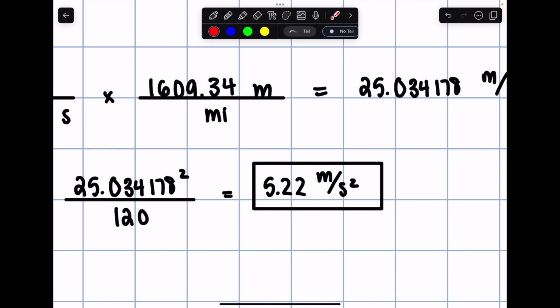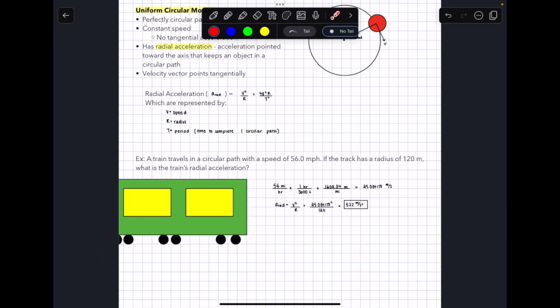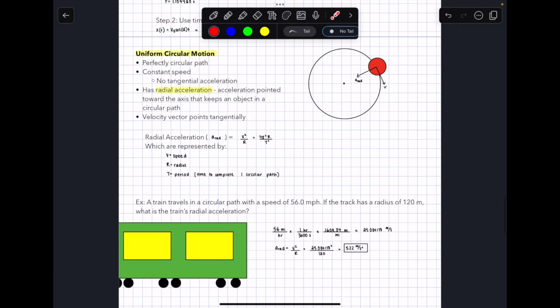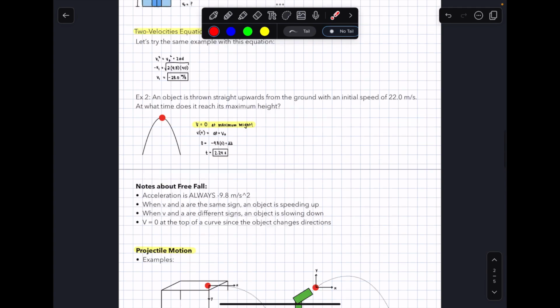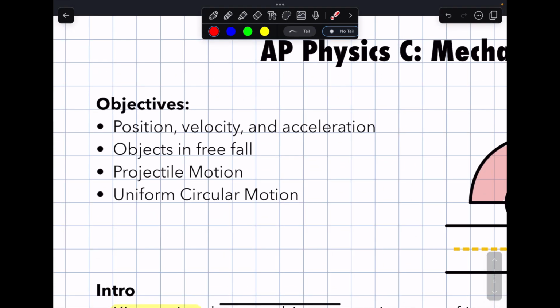Now we've covered not just projectile motion and kinematics, but also uniform circular motion. When we go back to our learning objectives, let's look at what we've covered today. The first thing we covered is position, velocity, and acceleration, and how they're all related. Again, velocity is the derivative of position because it's the rate of change, and acceleration is the derivative of velocity, again, because it's its rate of change.